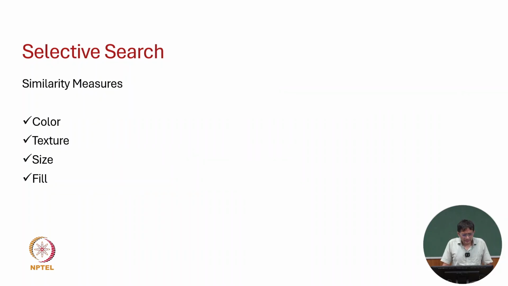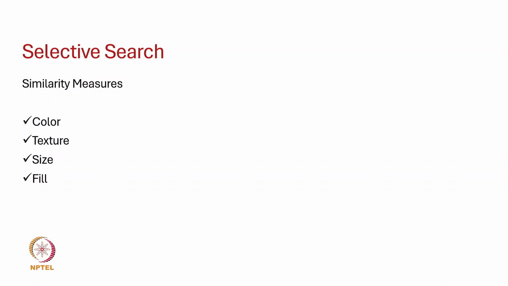So one of the dominant methods for this region proposal generation is selective search, which considers color, texture, size, fill, these aspects, and based on this it generates region proposals. We will not invest so much time in this, but it's important to understand. This is something which doesn't really involve deep networks, but it can generate the region proposals for us.